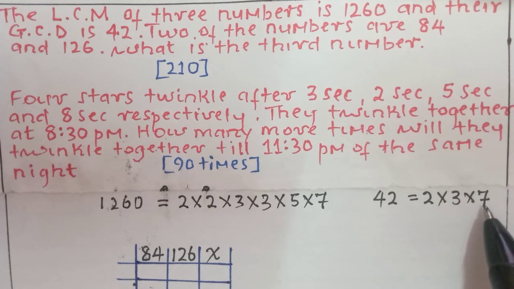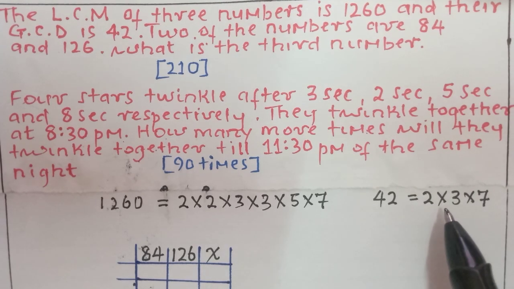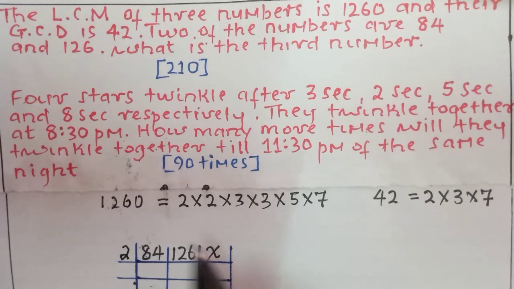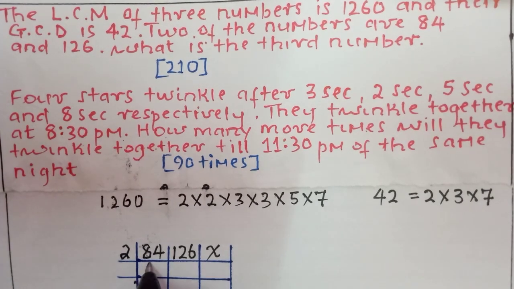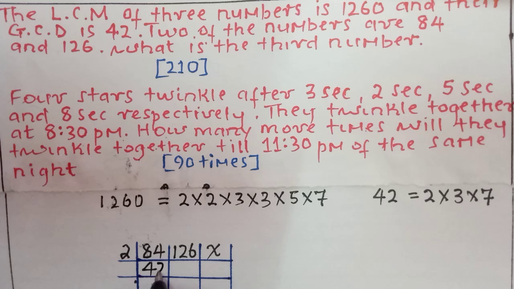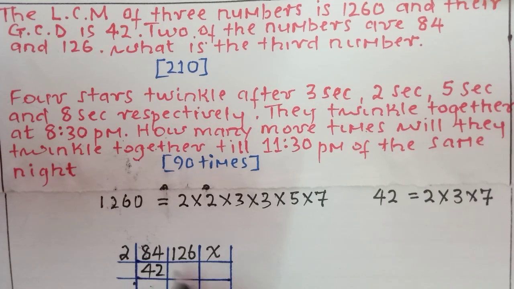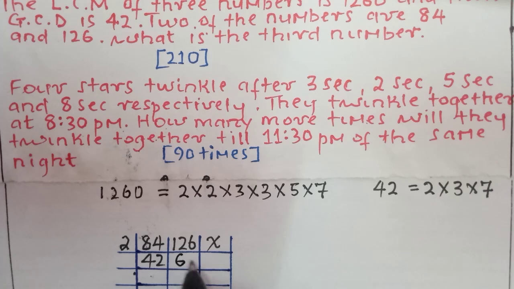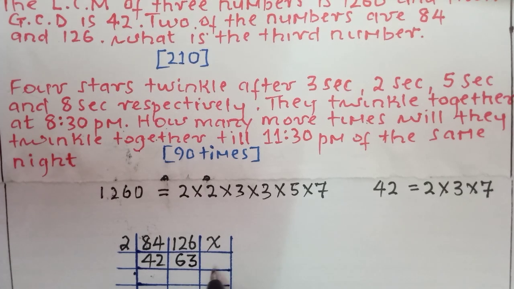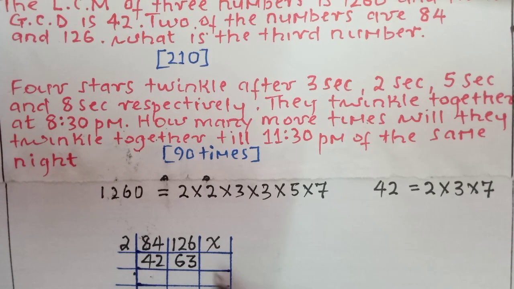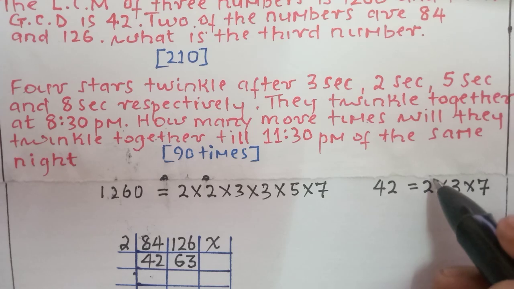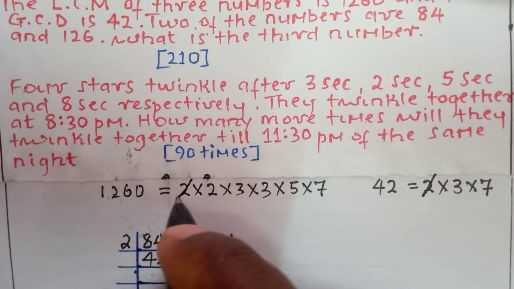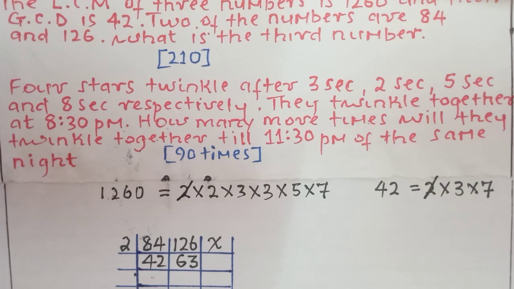So we first of all look for the GCD. We use these numbers, guys. For the GCD, the first thing we divide by 2. We divide by 2, we get 42 here. 126, if we divide by 2, we get 63. And for this one, we can leave blank. So we can cancel this 2, and we also cancel that 2, because already we have utilized it.